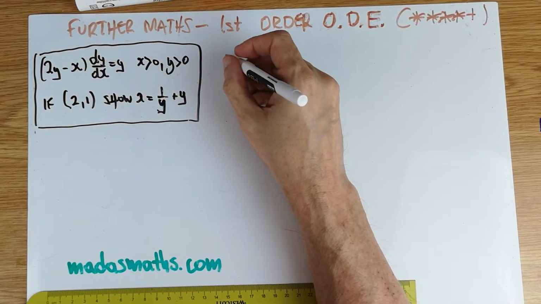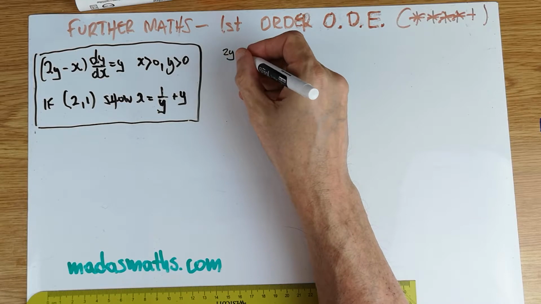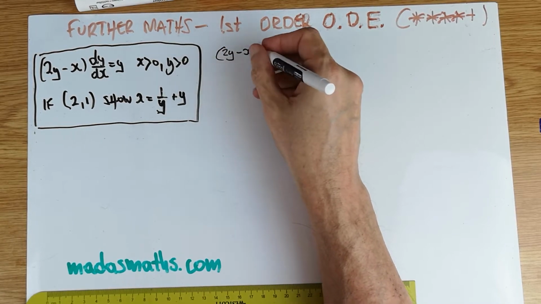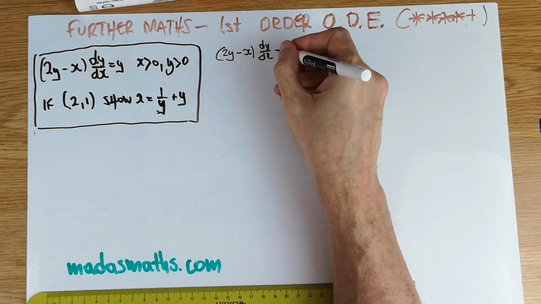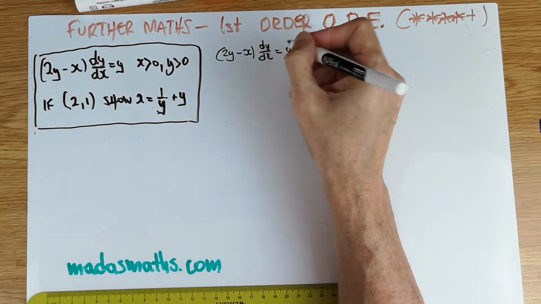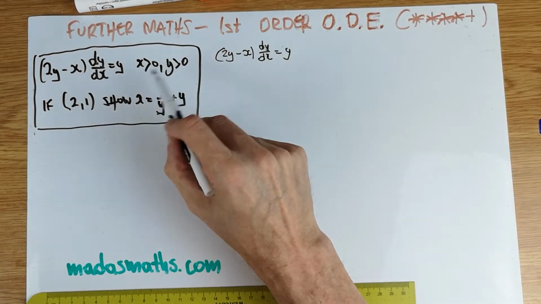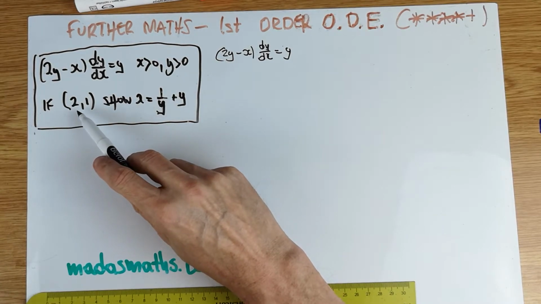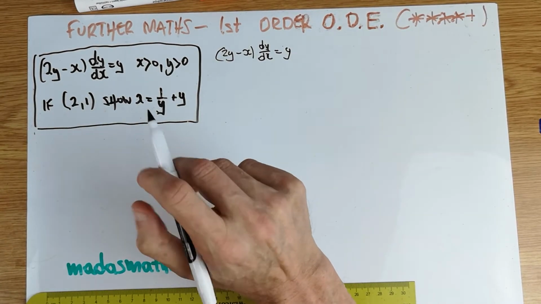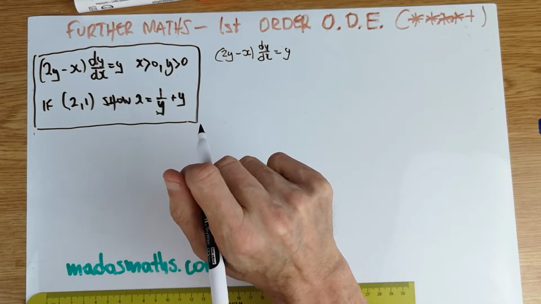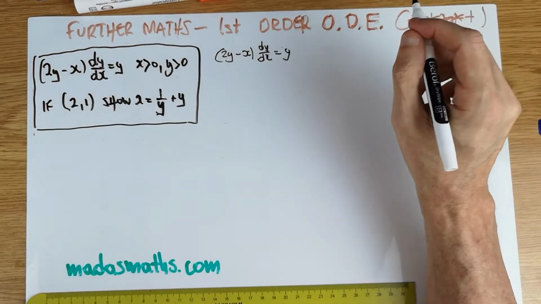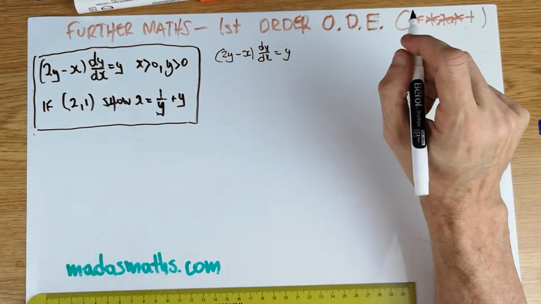I'll write this particular differential equation. 2y minus x, I'm not doing anything, I'm just writing it again, dy by dx is equal to y. x and y are positive, and we're given a boundary condition: the curve goes through the point (2, 1), to show that the equation of the curve is x is equal to 1 over y plus y. So what do we do first?